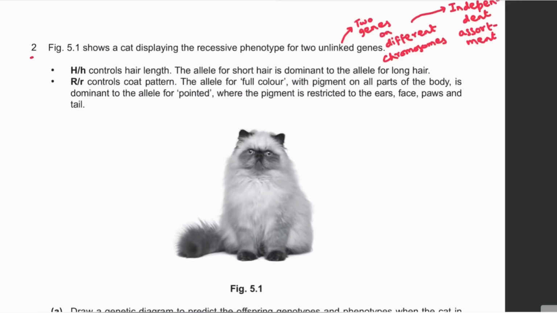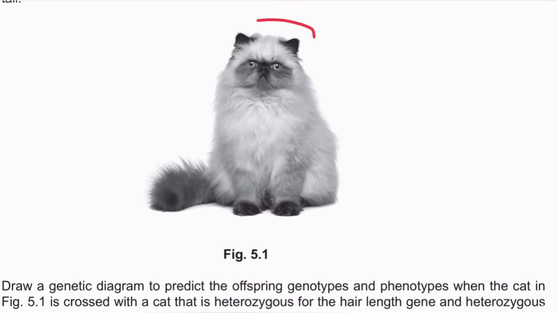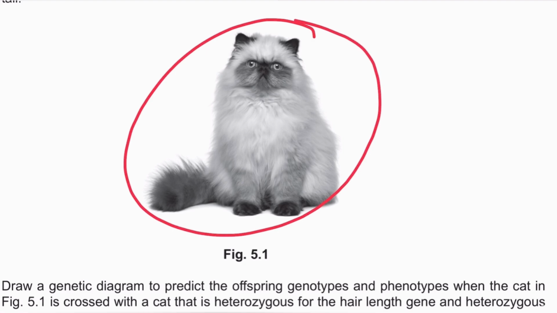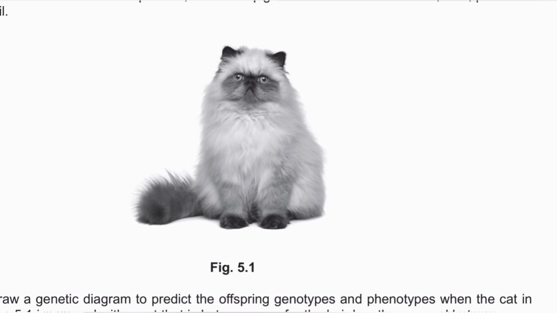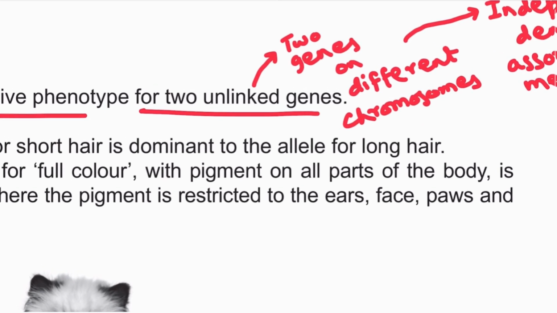Let's discuss question number 2. Figure 5.1 shows a cat displaying the recessive phenotype for two unlinked genes. So guys, this is a cat in figure 5.1, and this cat is displaying two recessive phenotypes which are coded by two genes which are unlinked.